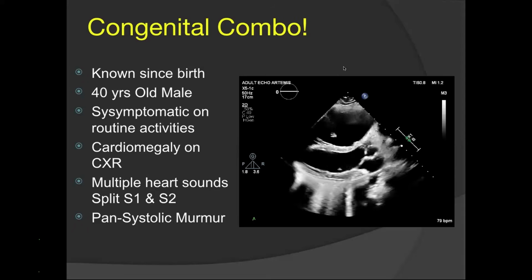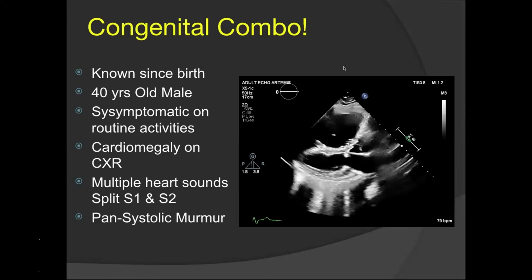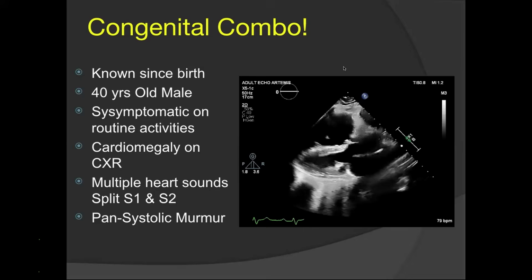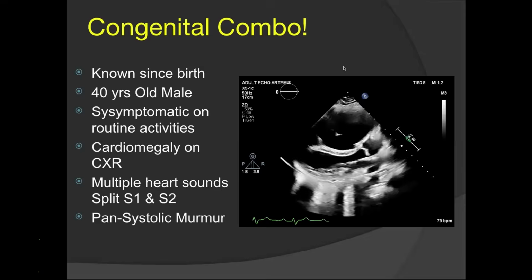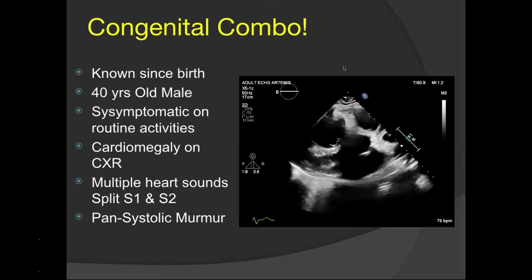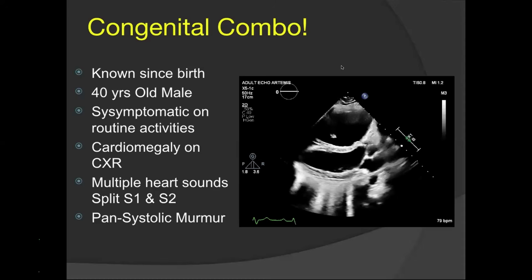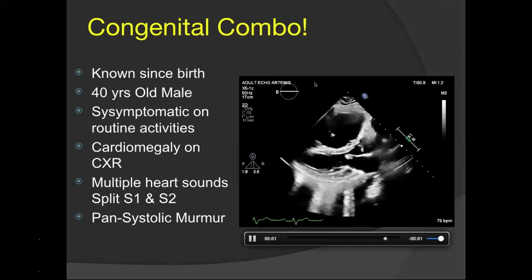Fastest finger. 1, 2, 3, 4. VSD? Ebstein anomaly. Wonderful. Who was that? Dr. Ranjan Kumar. Dr. Ranjan, Ebstein's anomaly is the right answer.